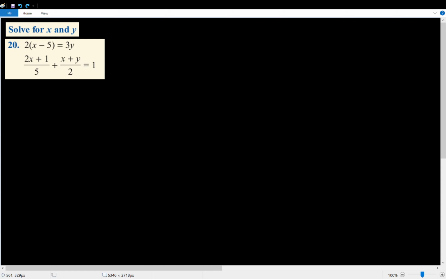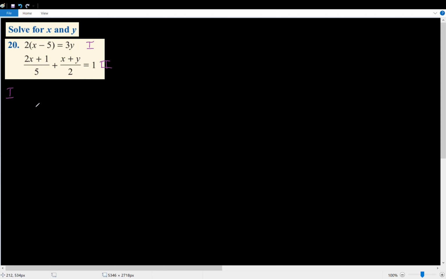Now, these are simultaneous equations, but they're not presented very conveniently for us to work with. So we're going to tidy them up. If we call the top one equation 1 and the bottom one equation 2, just so we can follow along with what we're doing, we'll tidy them up first before we try to solve them.